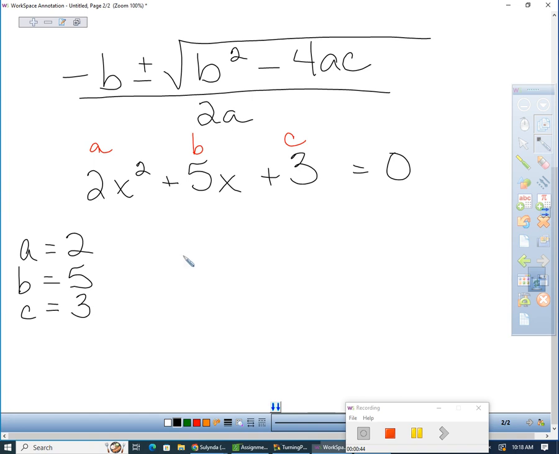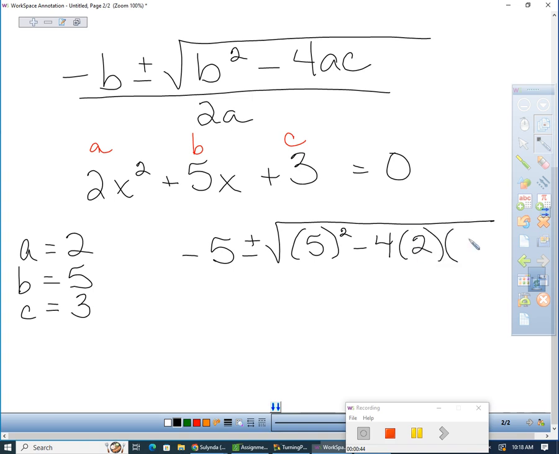So we're going to start with negative b plus or minus the square root of b squared minus 4 times a, which is 2, times c, which is 3, all over 2 times a, which is 2. So then I'll see how you plugged it in, and I'll know you know how to plug them in so everything goes in the right spot. The easiest way to simplify this is to first simplify underneath the square root.